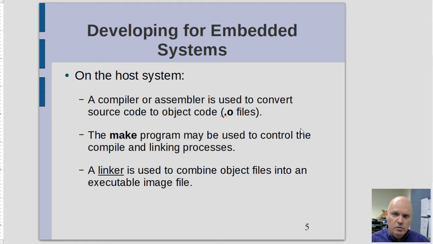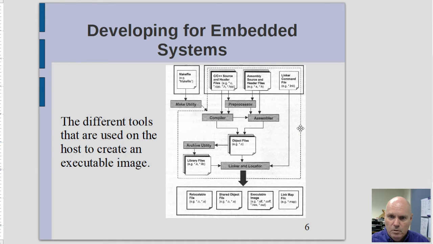Again, on the host system, we've got a compiler that produces object files. We typically will use make and make files to control that compilation and linking process. And then there's a linker, a second program that takes all of our .o files and produces a single executable image that we then transfer to the target platform. So a number of different tools are involved.